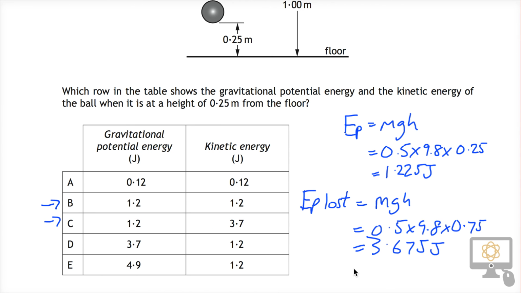And so therefore the kinetic energy gained is the same as the potential energy lost. So the EK gained is equal to 3.7 joules, which is this value here. That means that our answer has to be C. So C is the correct answer. As you can see, quite a difficult problem to get right.